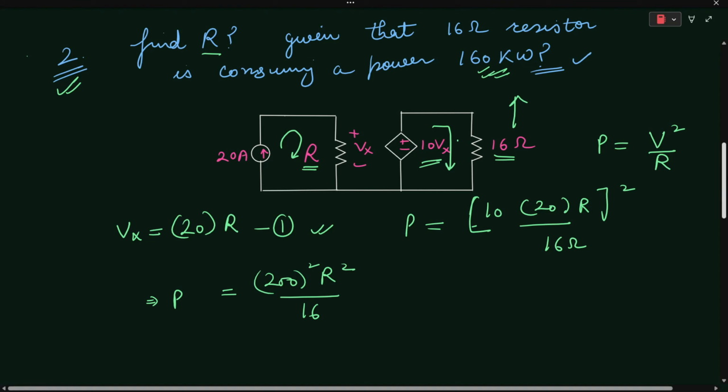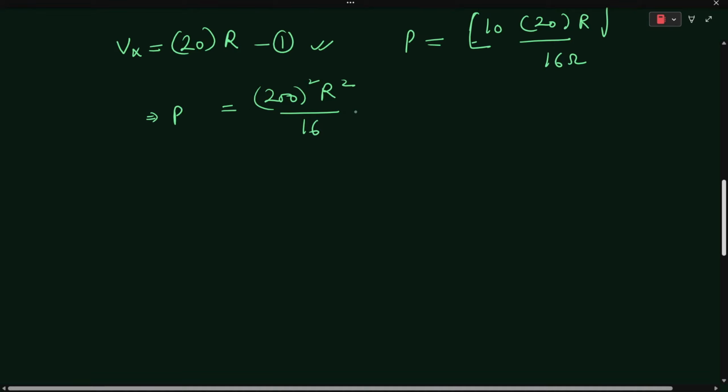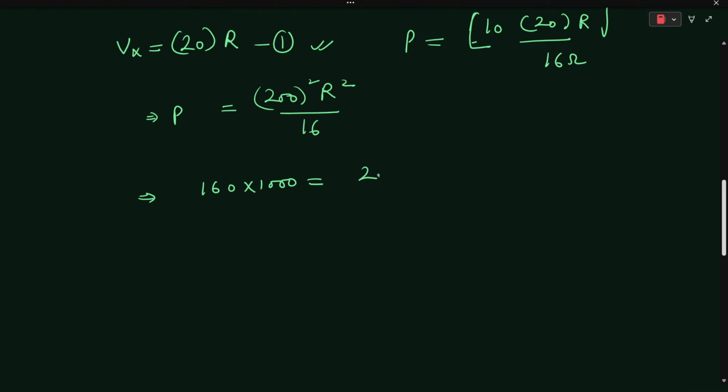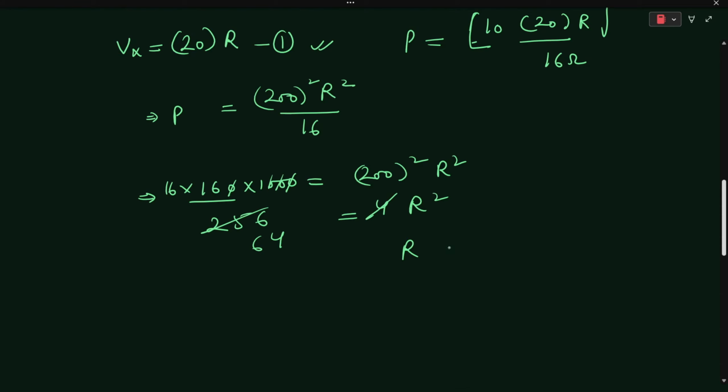On substituting the value of P in this equation, we can say that 160 into 1000 is equal to 200 square R square over 16. So it will be equal to 4 R square, 16 into 16 is 256. So R square is equal to 64, which means R is equal to 8 ohms. I hope it is clear how we are approaching this particular problem.